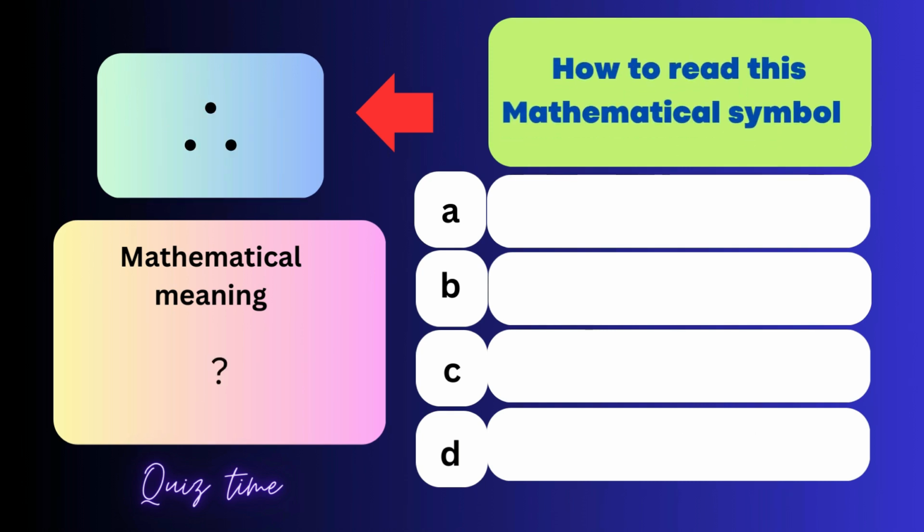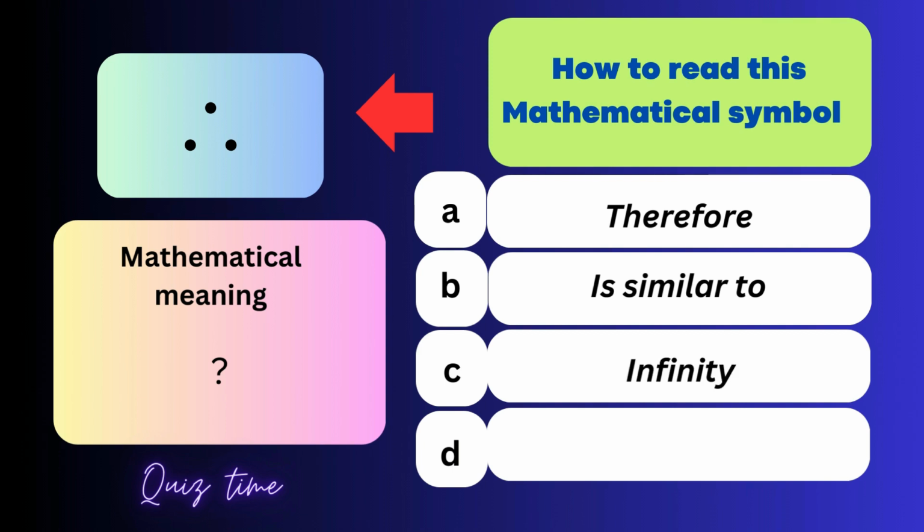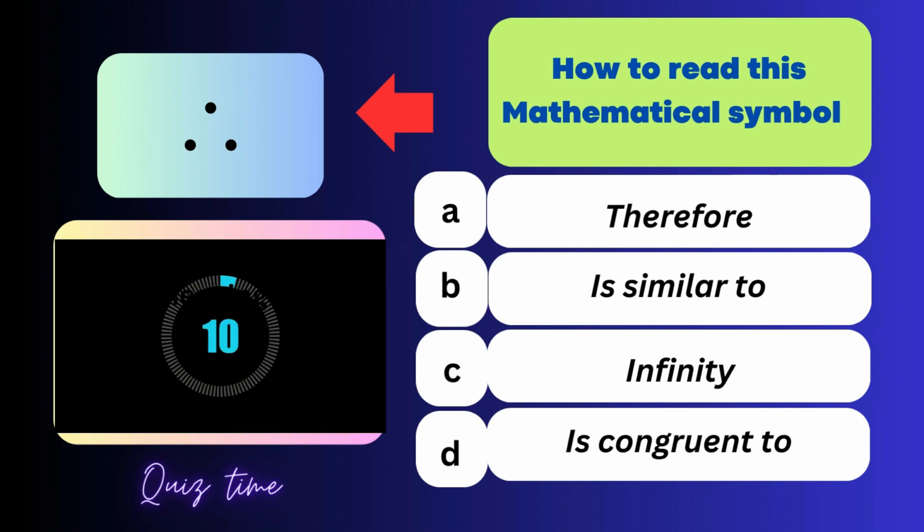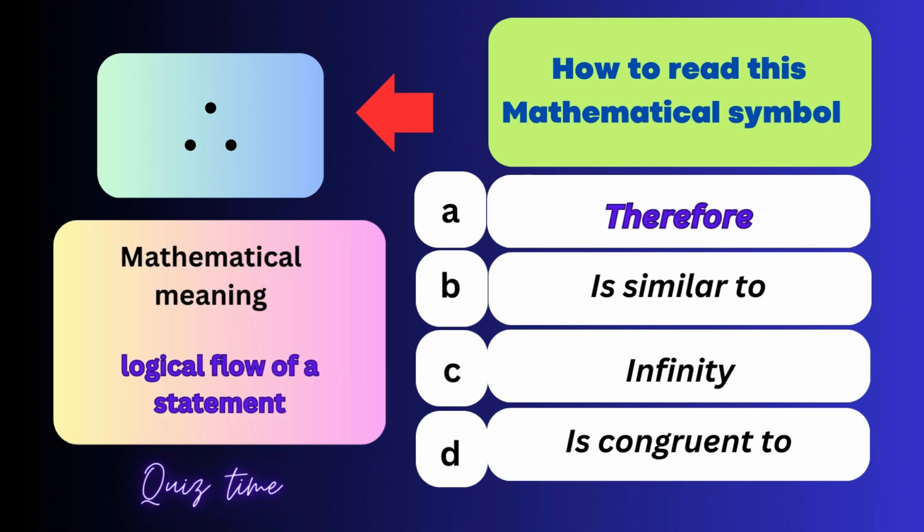How to read this mathematical symbol? A. Therefore. B. Is similar to. C. Infinite. D. Is congruent to. The answer is A. Therefore.